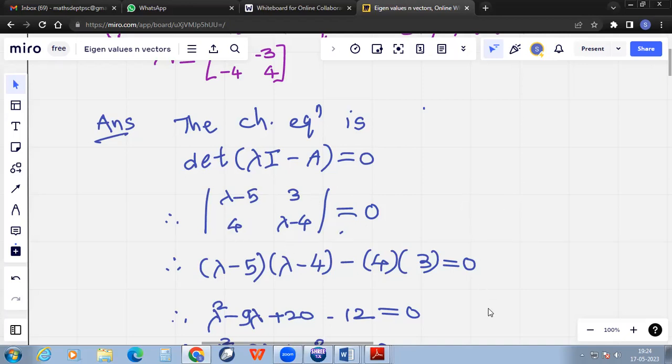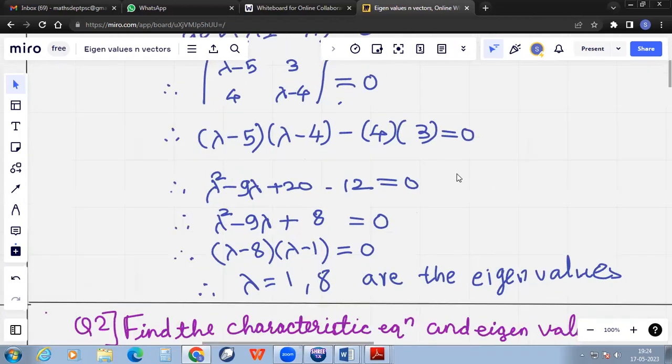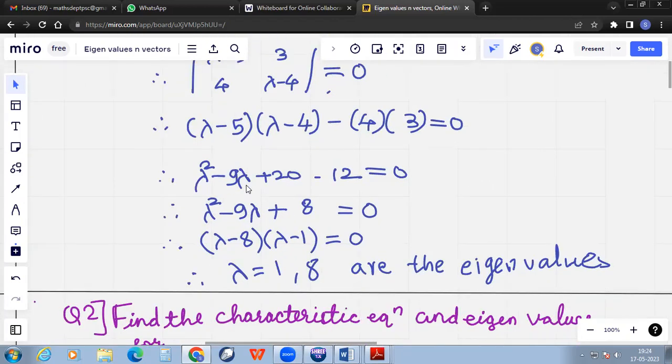Solving this determinant, we got the equation as lambda square minus 9 lambda plus 20 minus the product 12 equal to 0. Ultimately we got this product to be plus 8, sum to be minus 9. We choose minus 8 and minus 1. So lambda is either 1 or 8. Both are the eigenvalues of matrix A.